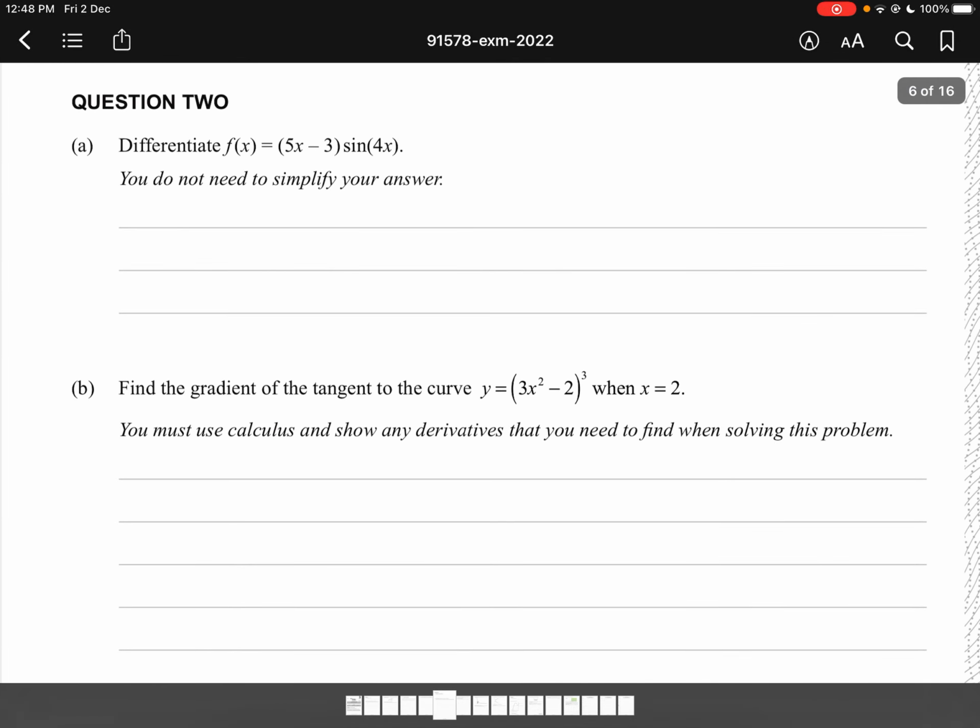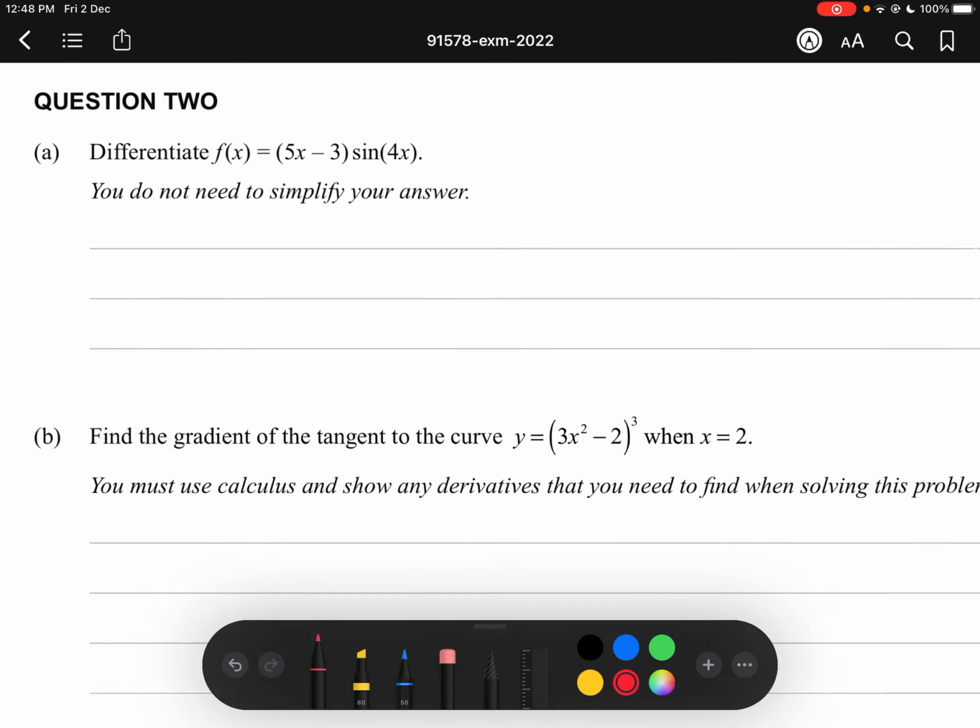Question 2. Differentiate f of x equals (5x minus 3) multiplied by sine of 4x. So in this case, again, we have the case where we have two functions. We can say g of x multiplied by f of x. And therefore, we're going to use the product rule.